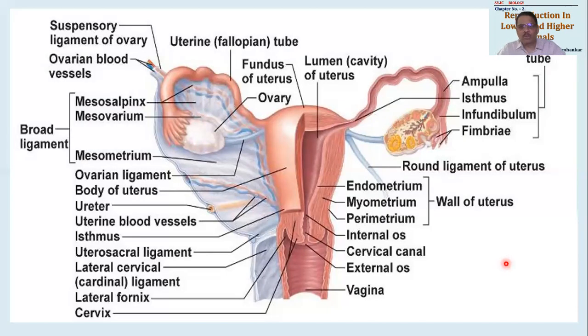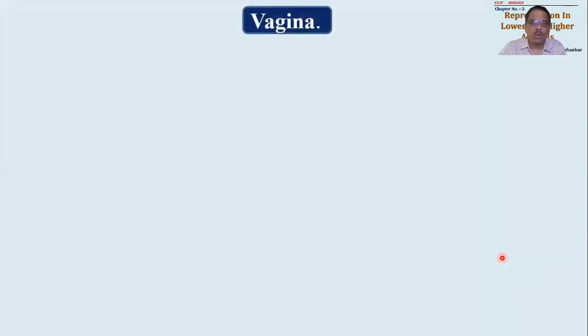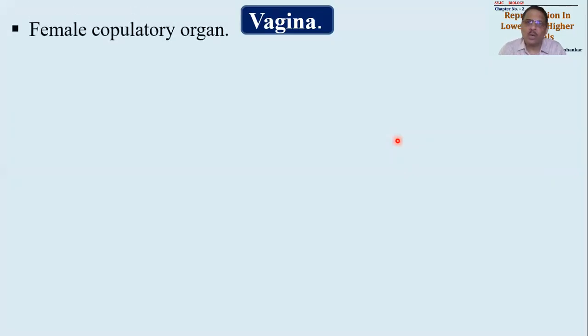Fine. So remember this very well. These are the things which we have to understand. Now we have to move on to understand the next portion, that is vagina. So far as vagina is concerned, it is a female copulatory organ. Just in case of male, we said male copulatory organ is penis, and in case of female, it is vagina, the copulatory organ. Copulatory organ is the organ essential for copulation process.